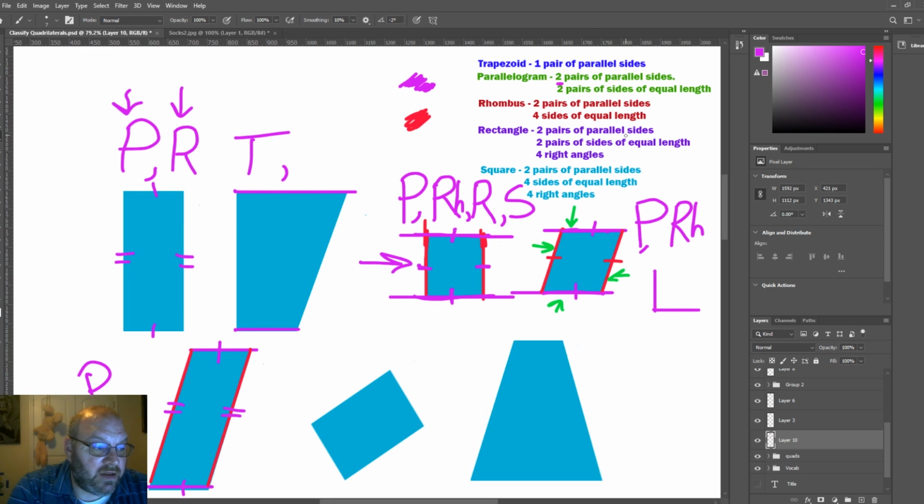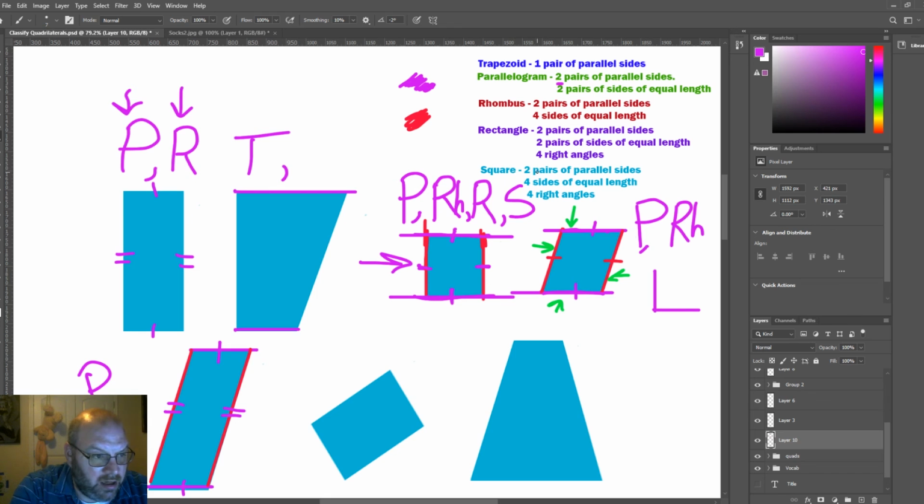Okay. Is it a rectangle? Two pairs of parallel sides. Yep, two pairs of sides of equal length. Aha, two pairs of sides of equal length. These two right here, remember, are the same as this. So if it's a parallelogram, it's got the first two parts of a rectangle. So, does it have four right angles? No, it does not have four right angles. So it's not a rectangle. This is not a rectangle.